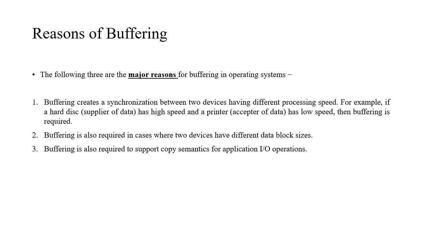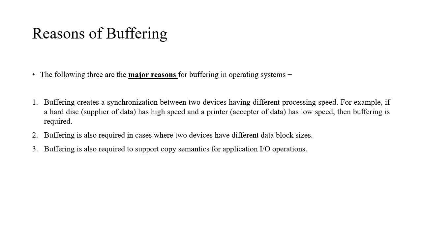If two devices have the same efficiency or the same processing speed, then it won't be needed. It is required when one device has a high processing speed and the other device has a low processing speed. In this case, we need a buffer.